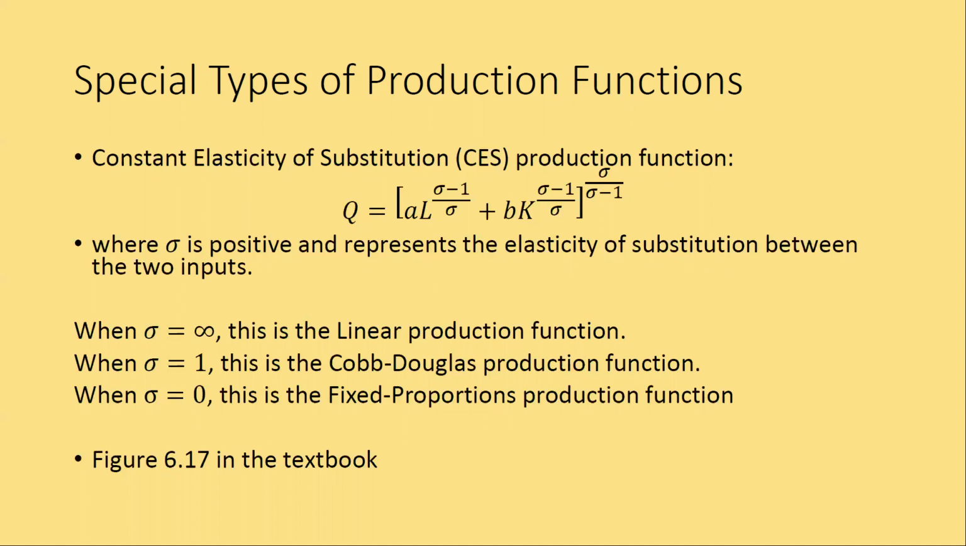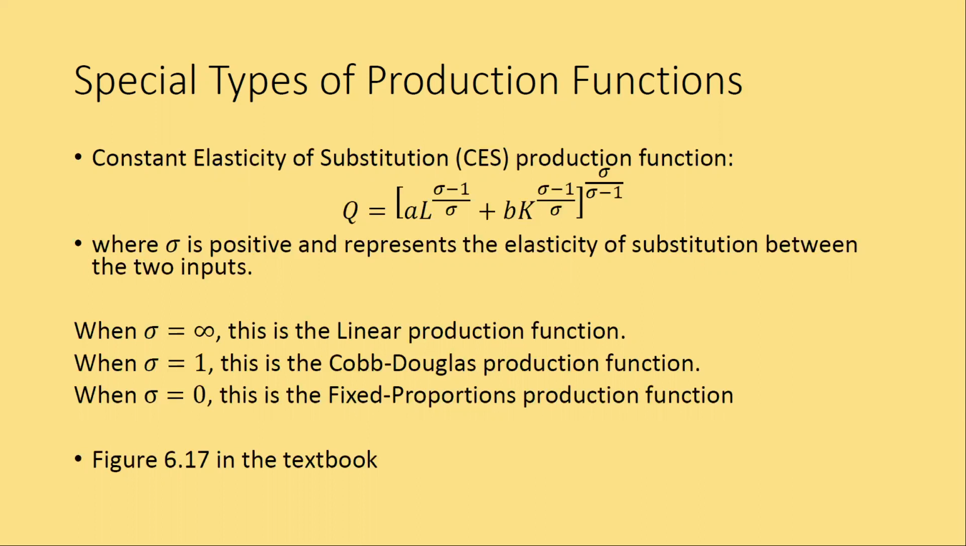And in the textbook, figure 6.17 shows that the 3 different production functions that we saw just now, the linear production function, the Cobb-Douglas production function, and the fixed proportion production function, are all special cases of this CES production function. Those 3 production functions correspond to 3 special values that sigma takes.